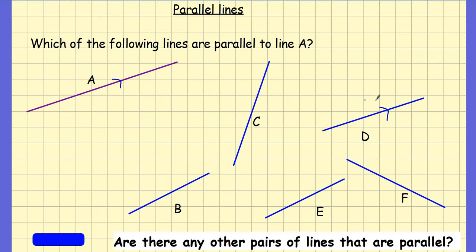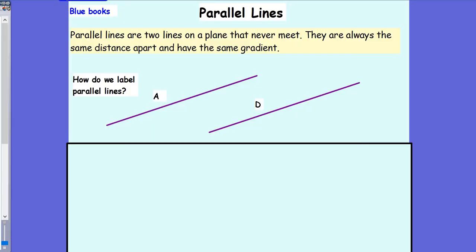And I can mark this as a little arrow. Another pair of lines that are parallel are B and E. And again, I can mark these with little arrows to say B and E are parallel with each other and A and D are parallel.